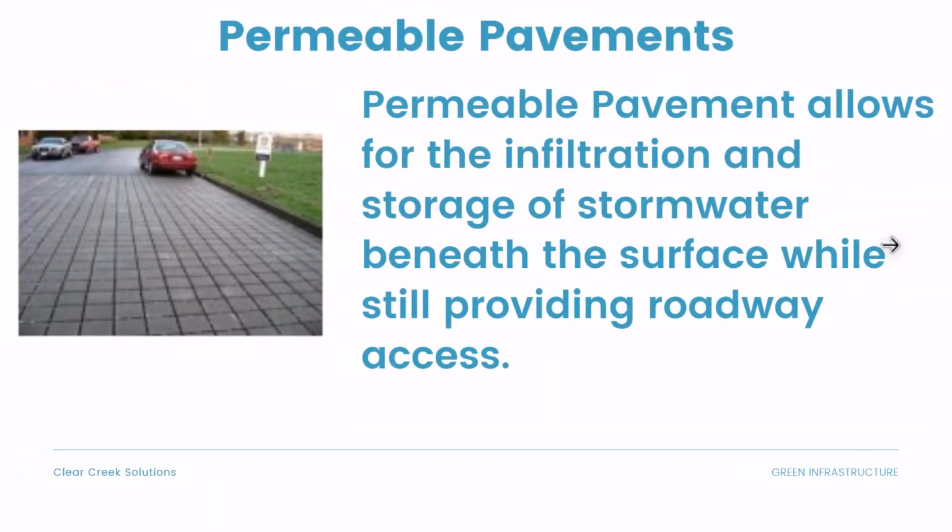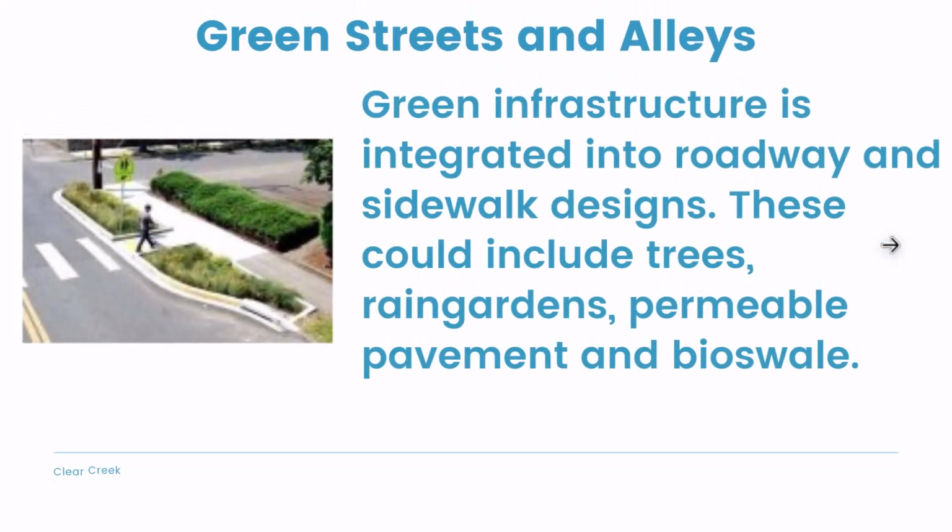And then we have permeable pavements. Permeable or porous pavements allow for the infiltration and storage of stormwater beneath the surface while still providing roadway access. So we can still create a roadway, but instead of the water just running off and collecting pollutants, we can allow it to infiltrate through the pores of the pavement and be stored for a short period of time. And we have green streets and alleys, where green infrastructure is integrated into roadway and sidewalk designs.